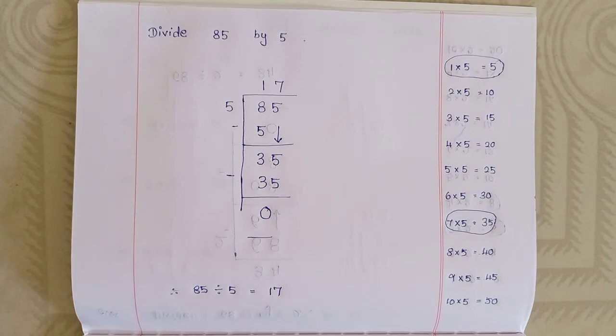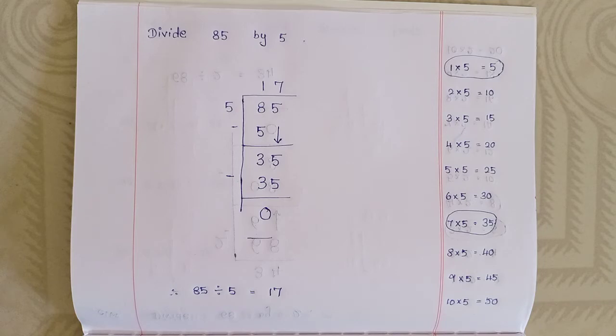Okay, Mama. Divide 85 by 5. Use the fifth table. Divide 8 tens by 5. Recall the table of 5 till you get 8, but there is no 8. Then we have to see the less than value of 8. Then we will get 5. 1 5 is 5. Write 1 at the top and 5 you should write it below. Then subtract 8 minus 5, then we will get 3.